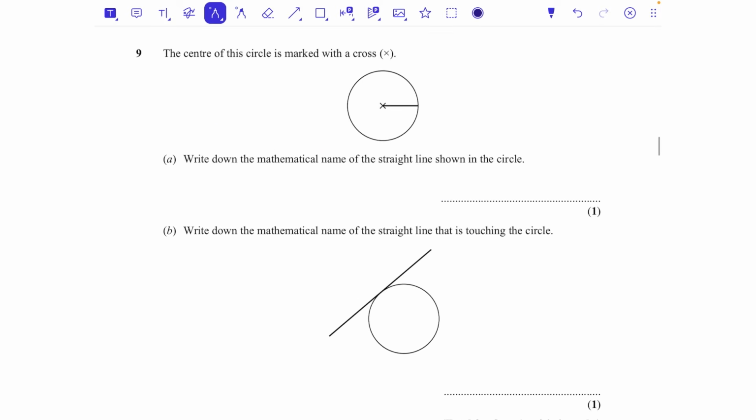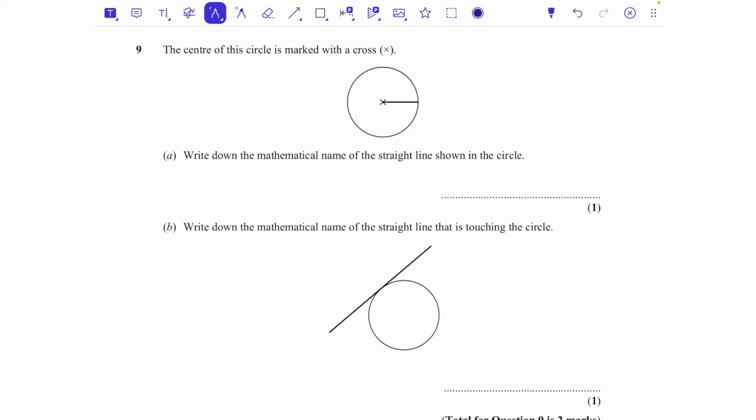Question number 9. The centre of this circle is marked with a cross. Write down the mathematical name of the straight line shown in the circle. So a few things that we need to know with circles. This line, if it goes from the middle of the circle to the edge, is called the radius. So the radius of a circle is the distance from the middle of a circle to the edge.